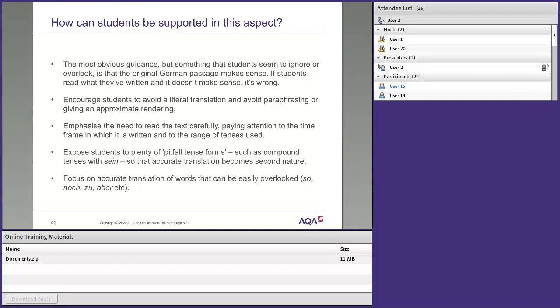Expose students to plenty of pitfall tense forms, compound tenses with sein, so that the accurate translation becomes second nature. And again, rote learning, also rote practice if you like, drilling that, again, 10 or so sentences at the start of a lesson that you give them at the end of the previous lesson. This is your starter for next time. Focus on the accurate translation of words that can be easily overlooked, and we saw in those 2 student examples there, so, noch, zu, aber, those little words that do add a little bit to the meaning and indeed can change the meaning in some cases.